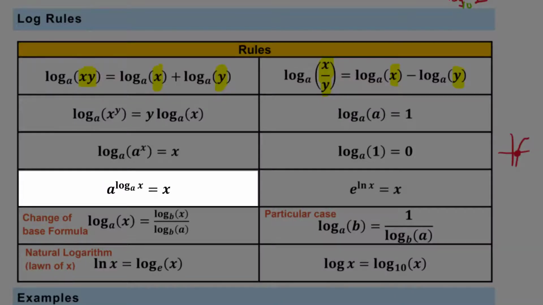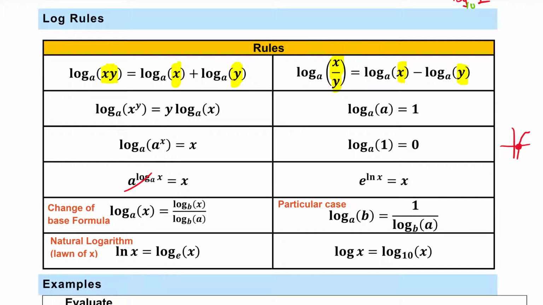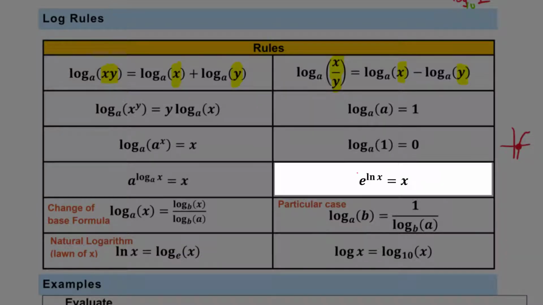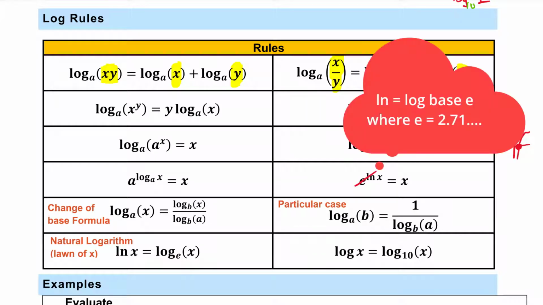Now this is an important rule right here. If you have a to the log a, these cancel as well. So that's kind of like if you have log base a of a, these cancel and give you 1. Well, these cancel and give you whatever's inside that log. So you're just going to be left with x here. This one is e to ln x. These cancel. Why? Because ln is log base e of x.